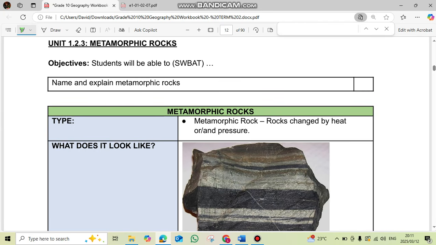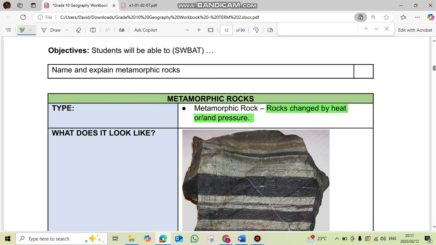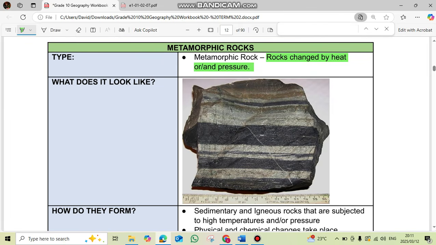So metamorphic rocks refers to a change in the rock due to heat and/or pressure. So that means it is either being burnt or there's immense pressure acting upon the rock. And when we apply that heat and/or pressure, we then get very distinctive looking rocks.